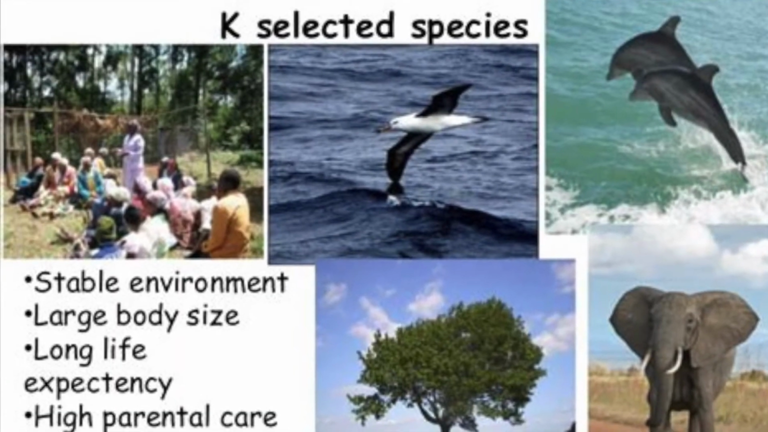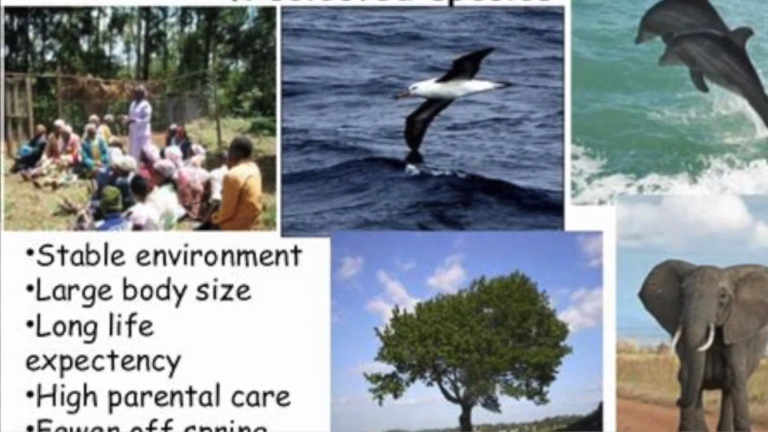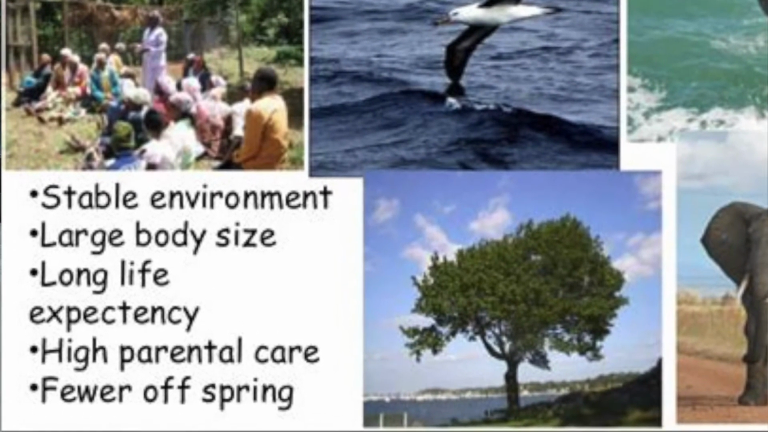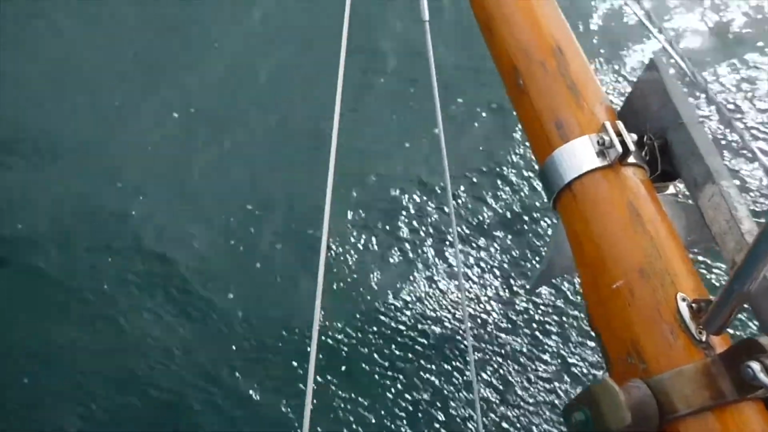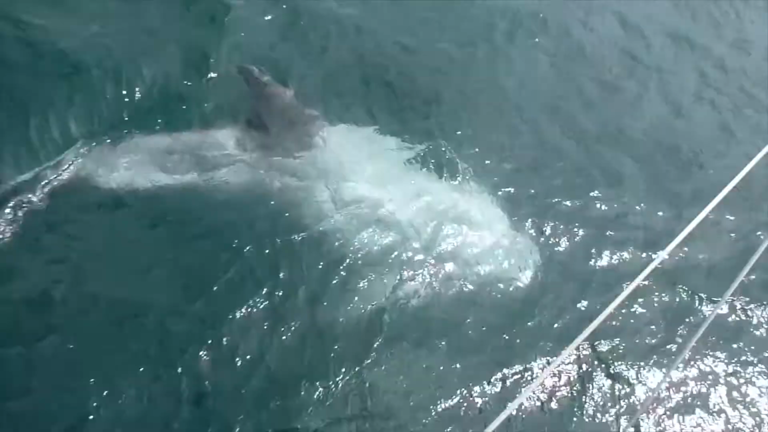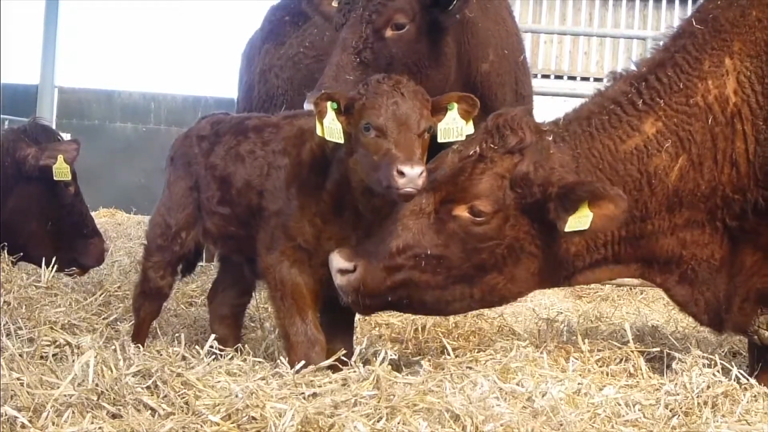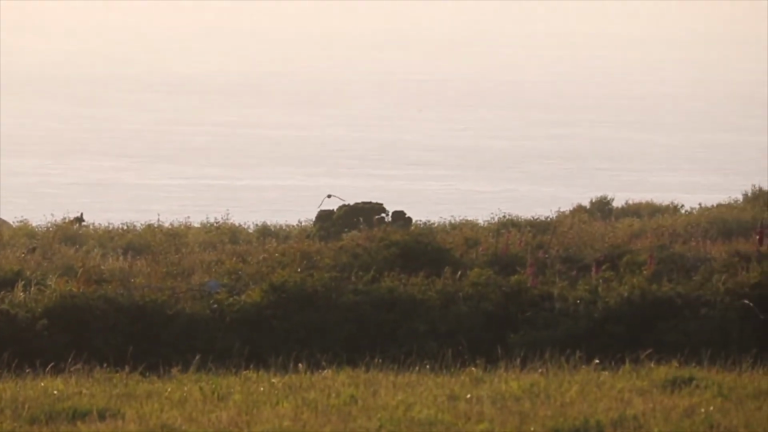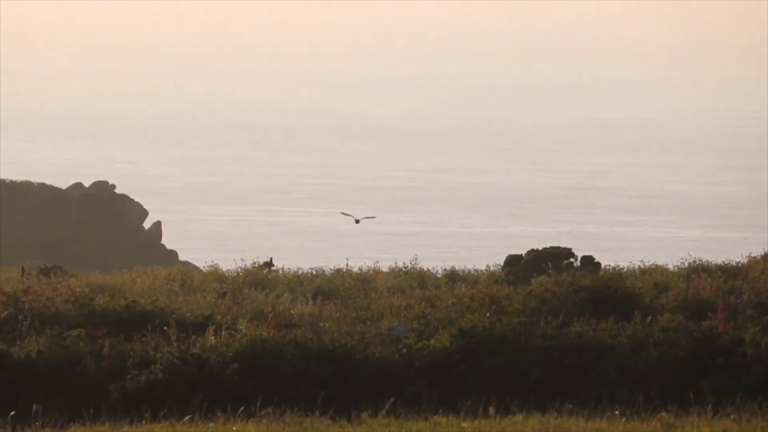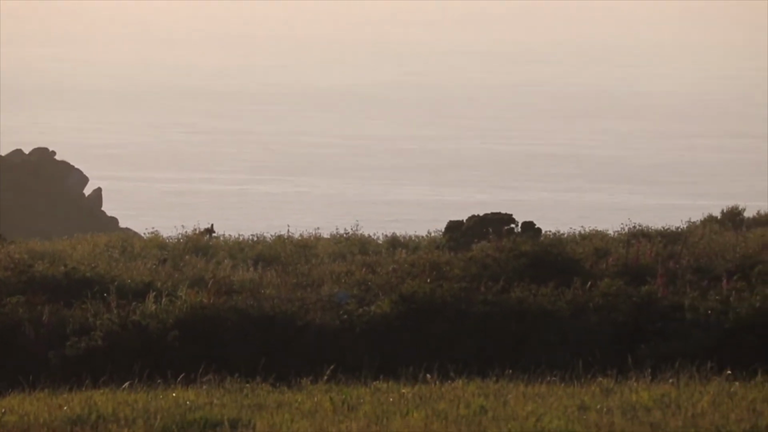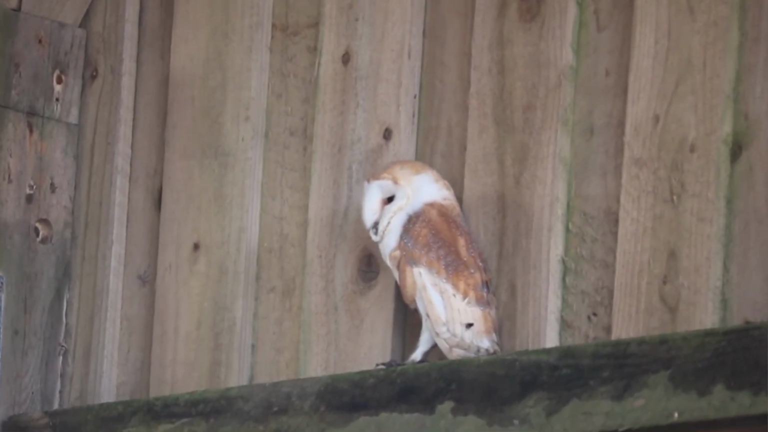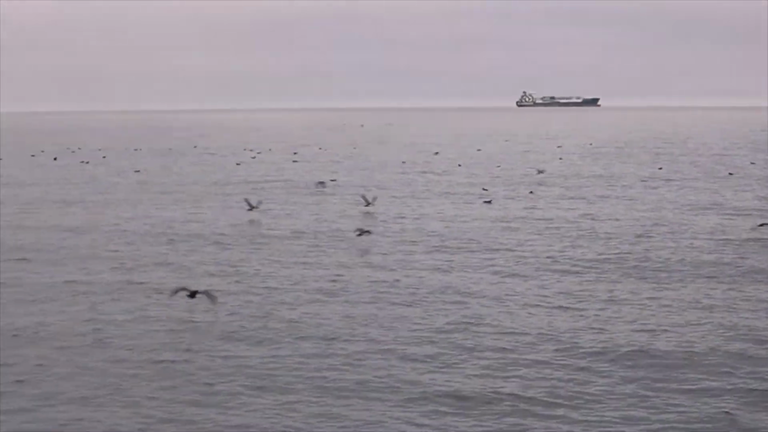K species or K strategists inhabit stable environments. They are larger in size and have longer life expectancies. They are stronger or better protected and generally more efficient. They produce fewer offspring but place a greater parental investment in each individual. Their reproductive strategy is to grow slowly, live close to the carrying capacity of their habitat, and produce a few offspring. This creates a higher probability of survival.